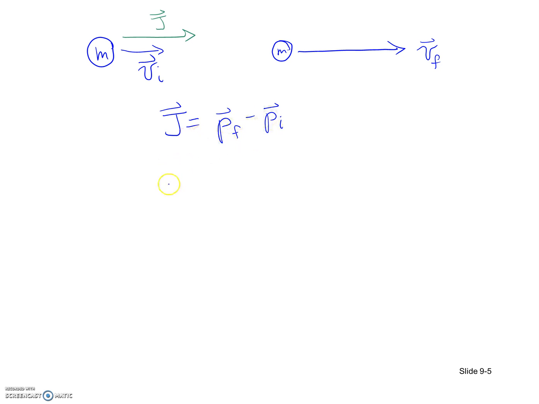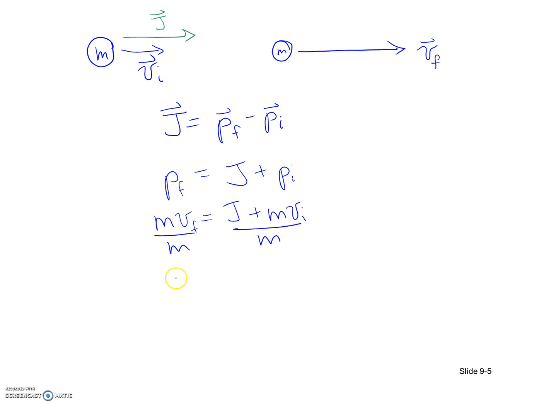So we're going to solve for the final momentum, and I can get rid of the vectors now because they're all positive, is equal to J plus the initial momentum. The final momentum is m times v final. That's equal to the impulse plus m times v initial. So I'm going to divide everything by m. So v final is equal to the impulse plus my mass times initial velocity, over the mass again.